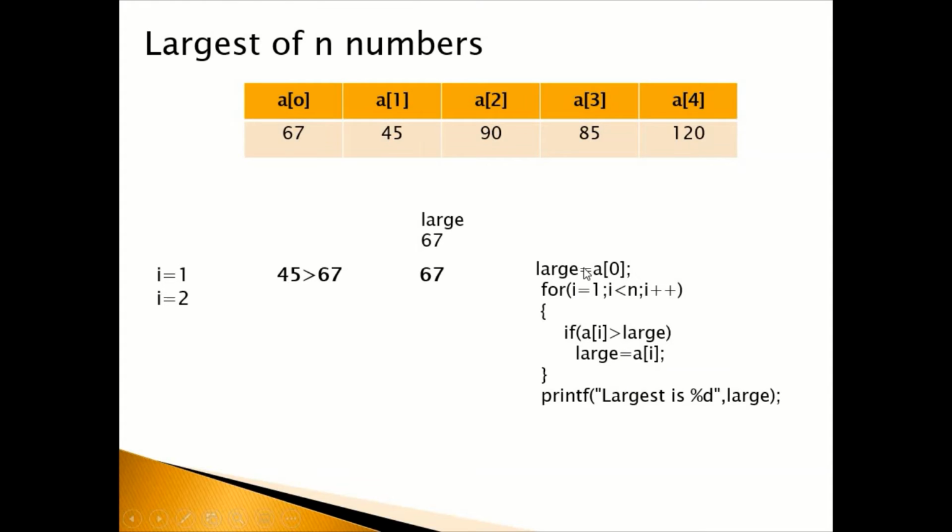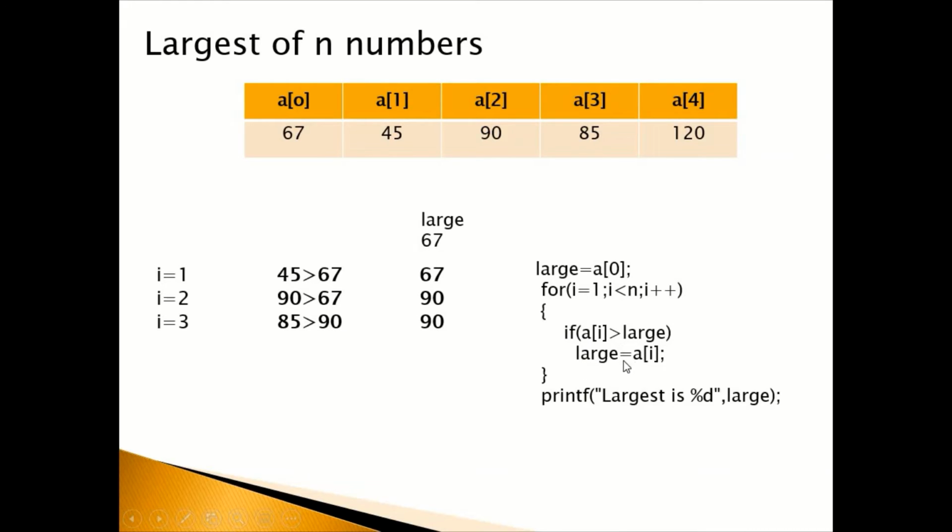A of 2 is 90 and large is 67. Is 90 greater than 67? Yes. So the large value will be changed to 90. Next, I is incremented. It becomes 3. Now it compares the large value with A of 3, that is 85. Is 85 greater than 90?